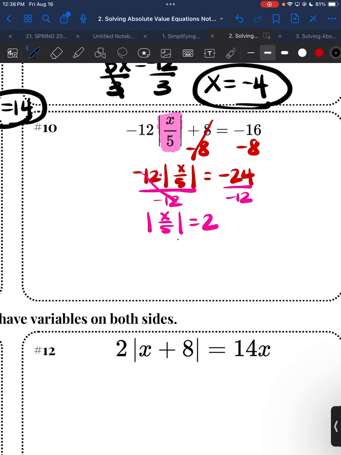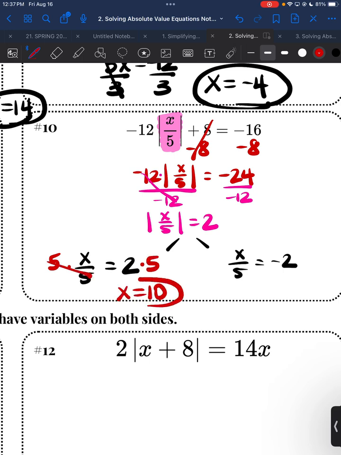I'm going to go ahead and split it in 2. Don't let that fraction throw you off. Just write it down. x over 5 is equal to negative 2. And then we know how to get rid of the 5. The 5 is dividing, so we multiply both sides by 5. We end up with x is equal to 10. And then on the other side, multiply by 5, we end up with x is equal to negative 10.